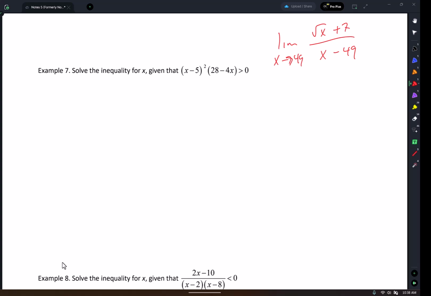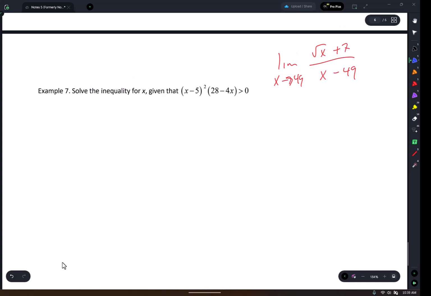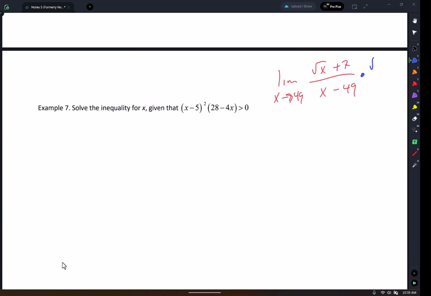Some of you, when you get to this question, you go, which is fine, square root of x minus 7 over square root of x. But what's a better way? Yeah, difference of squares. Square root of x times square root of x, and then 7 times 7.